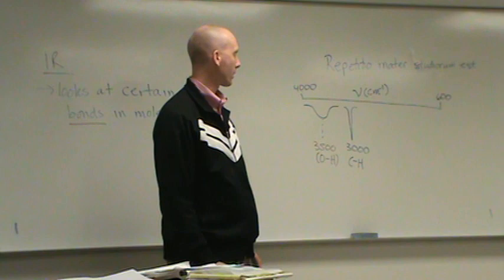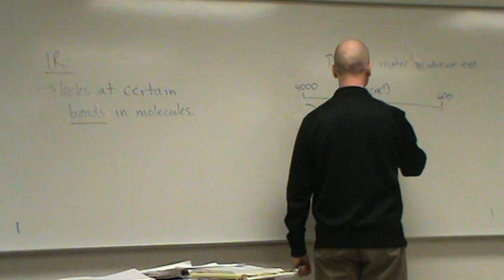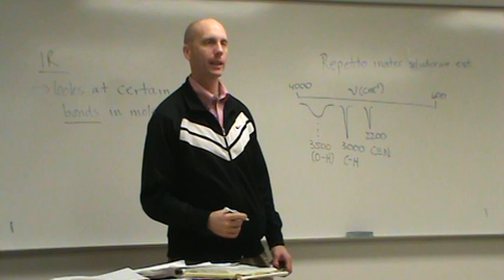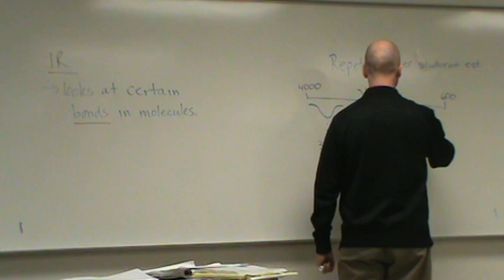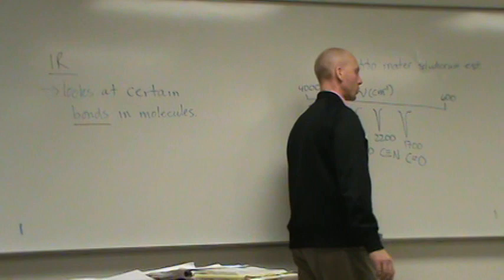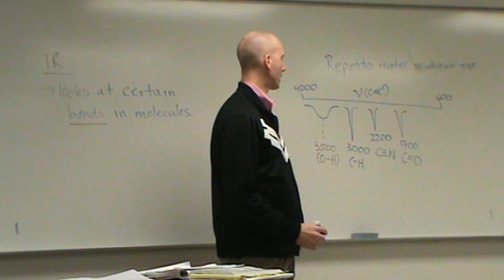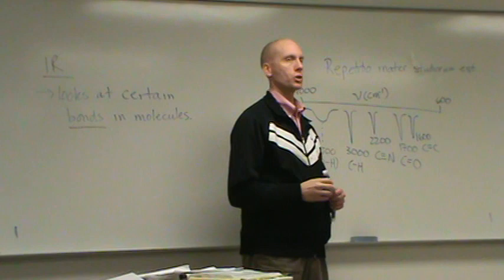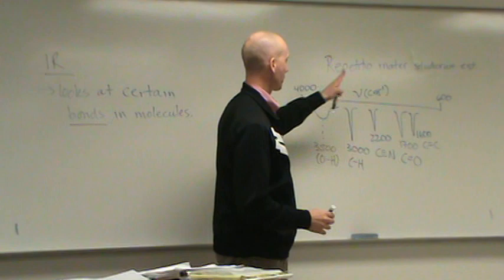If we keep going down, at 2200, it's a characteristic of the nitrile, C triple bond N. If we come down a little further, at 1700, this was the C double bond O that we call the carbonyl. And if we come down just a little bit further here at 1600, the C double bond C. Okay, so it's not drawn very proportionately to the upper numbers, but that's okay.